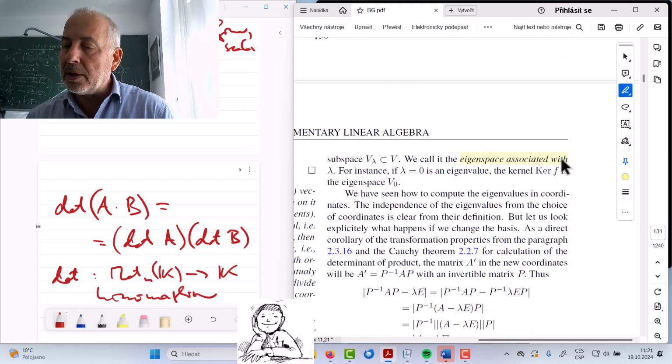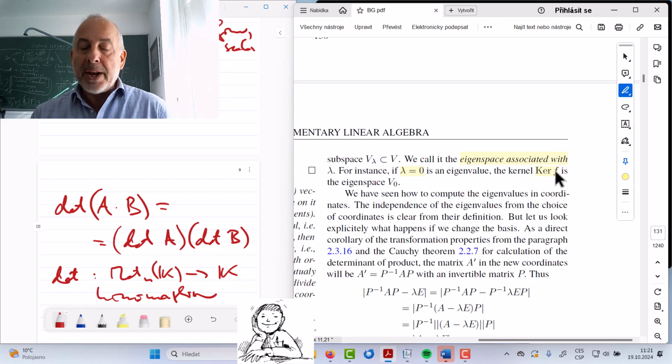and so the eigenvectors associated with the same eigenvalue form a non-trivial vector space, and that's called the eigenspace associated with lambda. And so, for example, for lambda equals 0, if it is an eigenvalue, then it means that the kernel of F is non-trivial, and it will be the eigenspace, right?